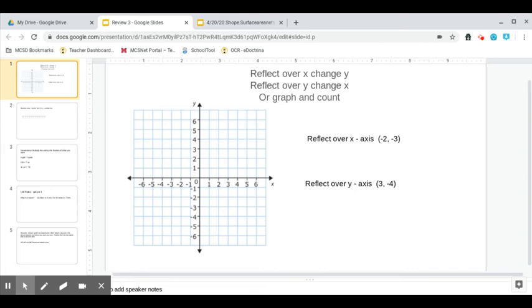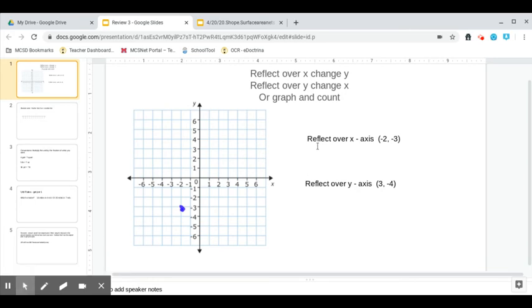Remember, reflections are mirror images of each other. So remember, if you're going to reflect over the x-axis, you change the y value. If you're going to reflect over the y-axis, you change the x. Or you can just graph and count. Remember, reflection of something is its mirror image. So let's graph the point -2, -3. So I go over to -2 and I'm down to -3. So I have that spot right there.